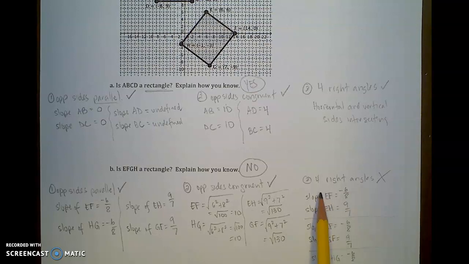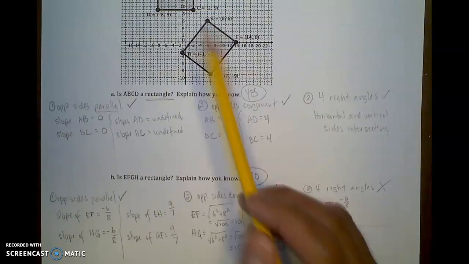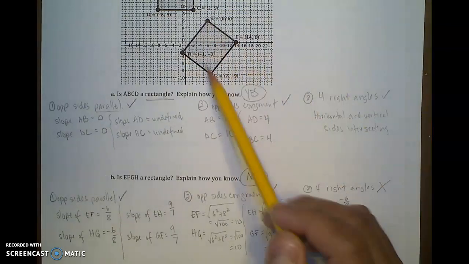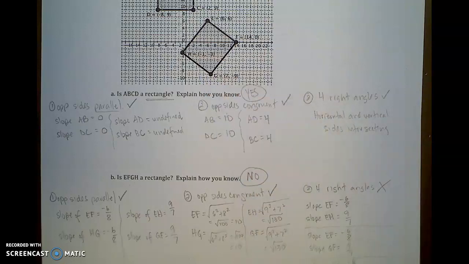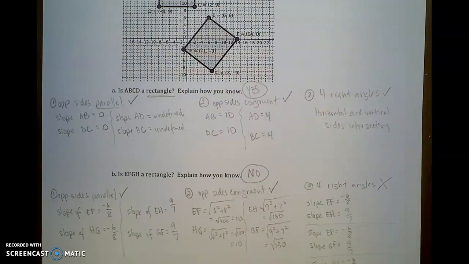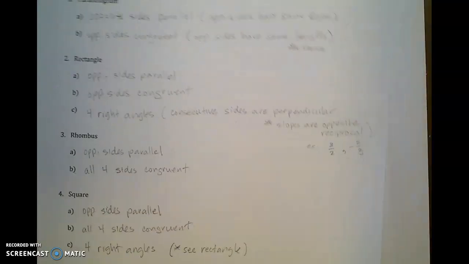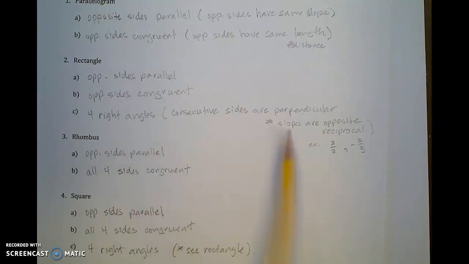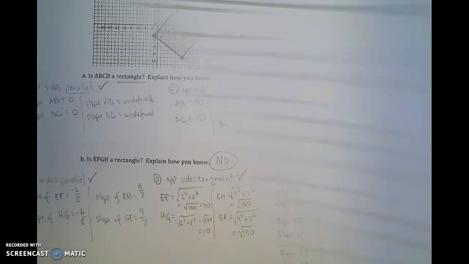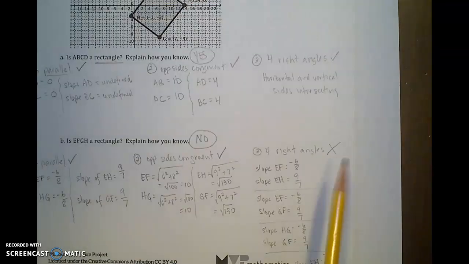The last characteristic for a rectangle is it has 4 right angles. Because all of these are on a slant, I have to use that particular characteristic right here in our notes. 4 right angles. Consecutive sides are perpendicular, meaning the slopes are opposite reciprocal. So we are looking for the slopes of those consecutive sides for the right angle. So that's what this work is trying to show.